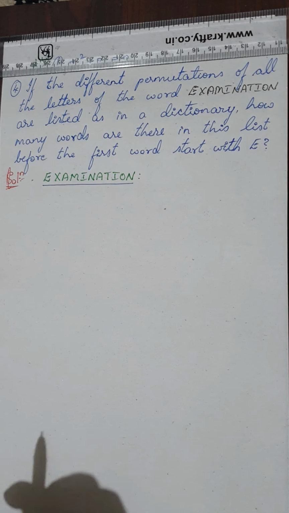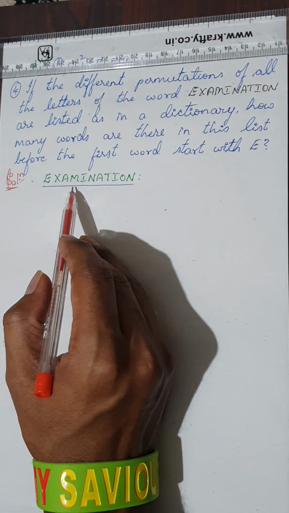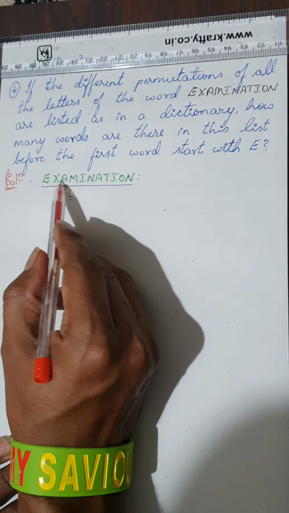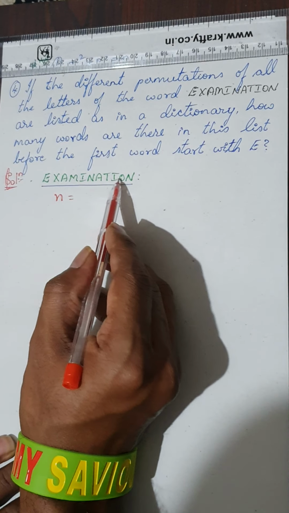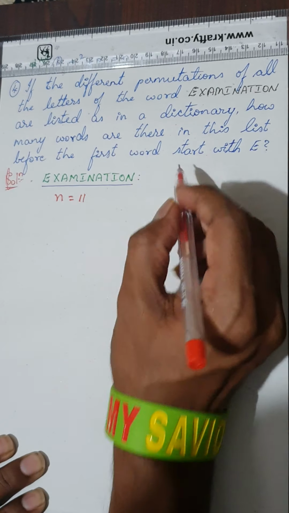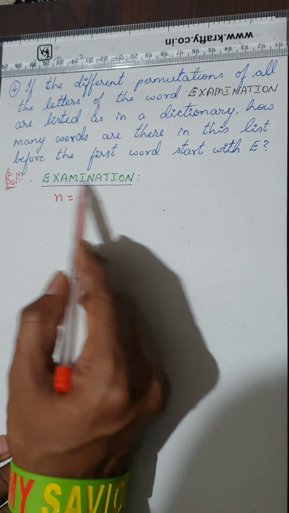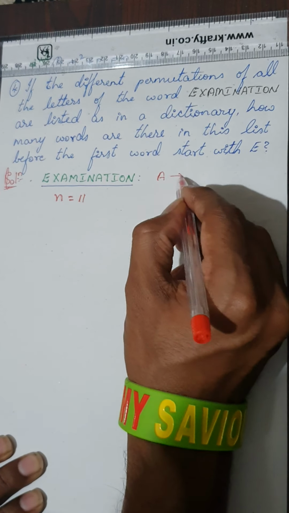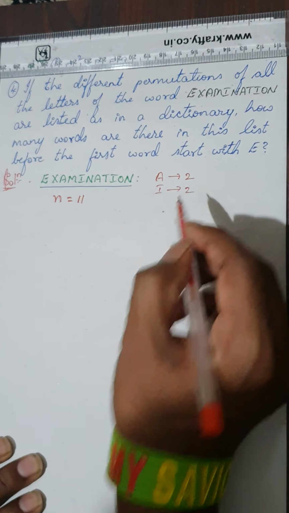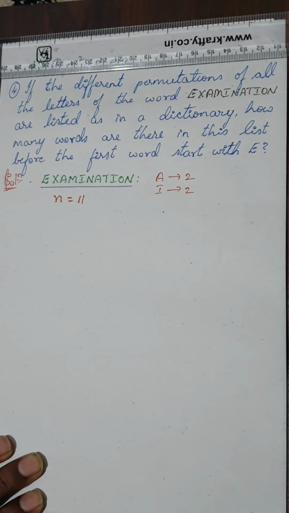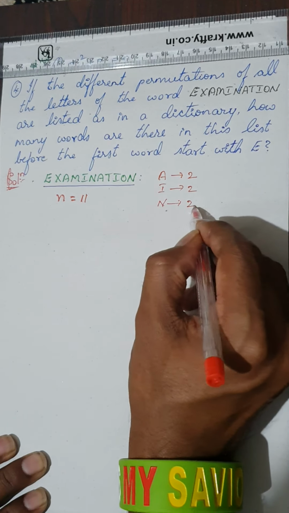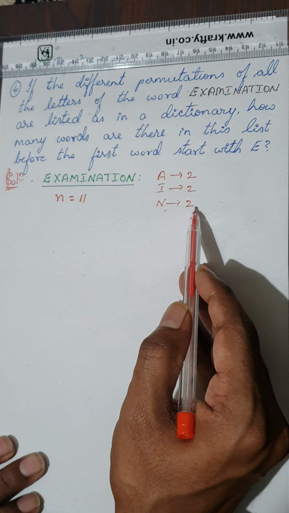Now look at the word given. The word given is EXAMINATION. So count the number of letters we have. n is equal to 1, 2, 3, 4, 5, 6, 7, 8, 9, 10 and 11. Total there are 11 letters. Now, out of these, check whether there are repetitions. You can see here A is repeated 2 times. I is repeated 2 times. Check if any other letters are repeated. And even N is repeated twice. So these are the 3 letters which have been repeated twice.